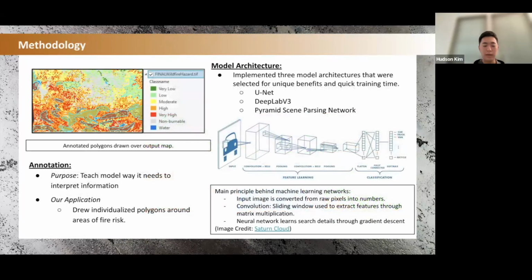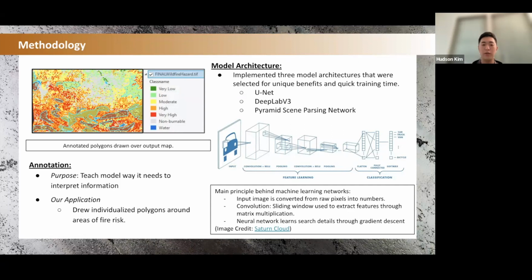So now that we have our 5 input layers and our 1 output layer, the next step was annotating our dataset. We did that by drawing several different polygons for each type of wildfire risk, as you can see in the top left image. And this is essentially teaching our model how it needs to interpret the information and what to look for.